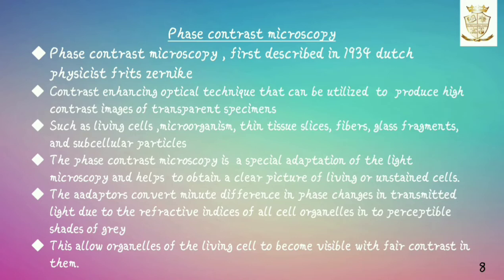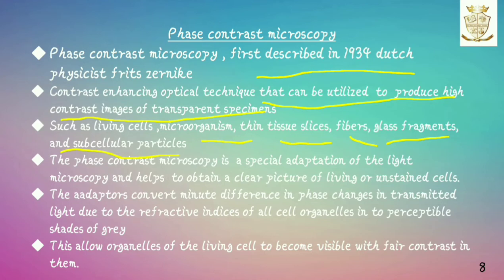Phase contrast microscopy was first described in 1934 by the Dutch physicist Fritz Zernike. It is a contrast enhancing optical technique that can be utilized to produce high contrast images of transparent specimens such as living cells, microorganisms, thin tissue slices, fibers, glass fragments, and subcellular particles.